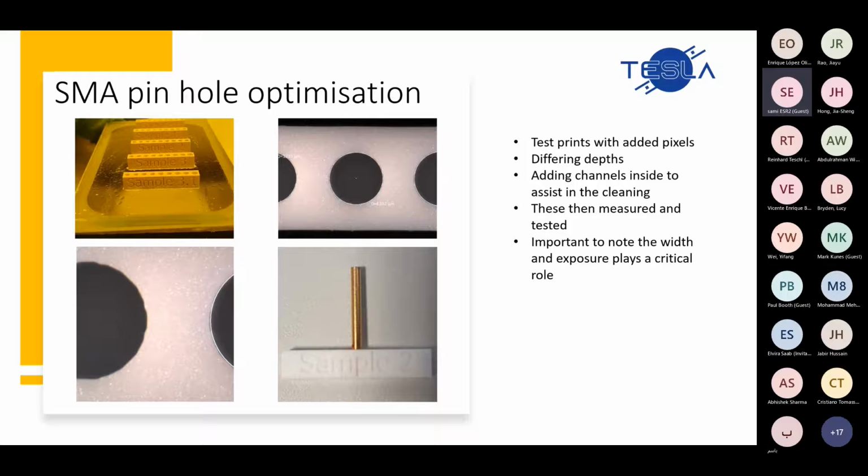So to do this, various samples were printed with differing pixel sizes, with a few pixels added and subtracted onto each to see what is the optimal sizing for this. And then based on that, after sintering, you could determine and measure which one was the perfect fit for the SMA. And that was implemented into the filter.